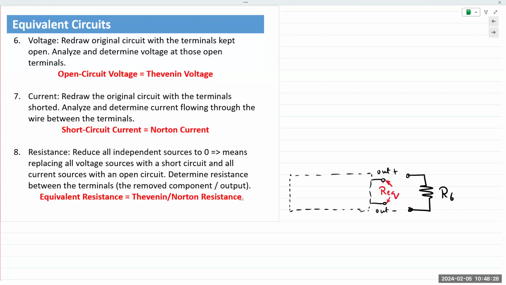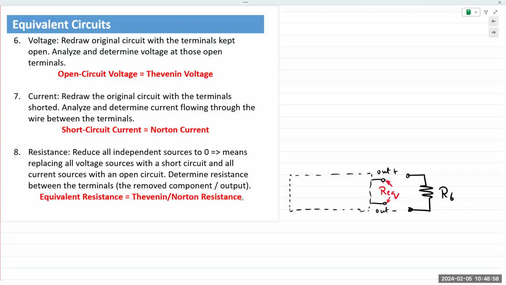So the way to do that, well, in real life, it's easy. You just take a digital multimeter and you put it on ohm meter mode and you measure the resistance between those terminals. Theoretical analysis, you have the sources in the middle. So the only way to reduce it down to one single resistance is to eliminate all the sources, or technically reduce all the sources to 0, which is something we learned last week.